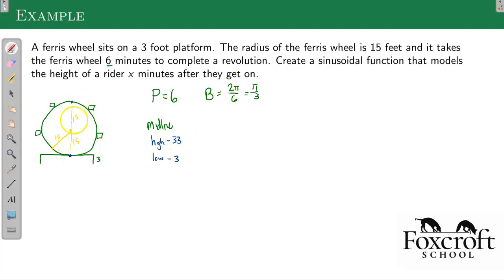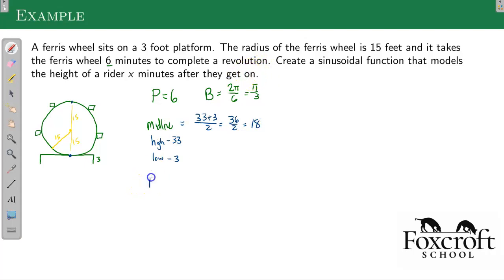All right, because it's 30 feet all the way across the Ferris wheel plus that little 3 feet platform that the Ferris wheel is on. And our midline is the average of the high and low. Equals 18. All right, so our midline is 18.